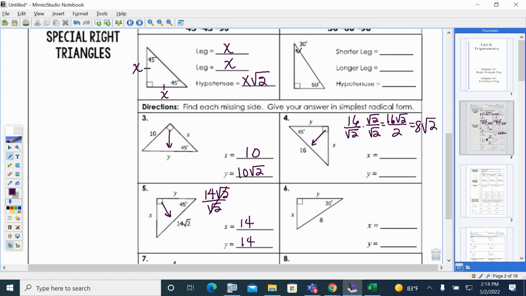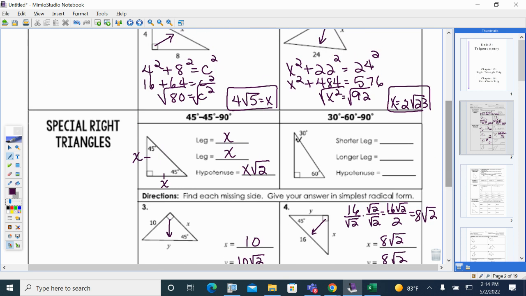So this one's a little more complicated, I'll say, than the others because you end up with a radical in the denominator, and it does make you have to think a little more, but still doable. Looking at 30, 60, 90, I want to talk to you about this one next.